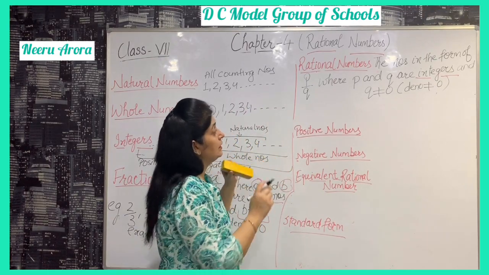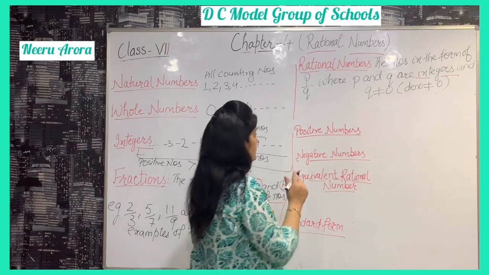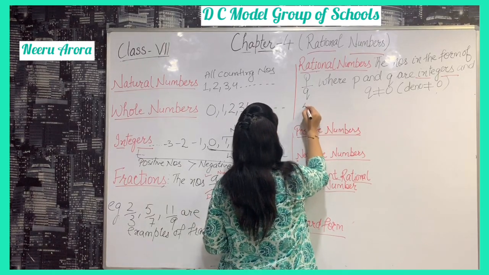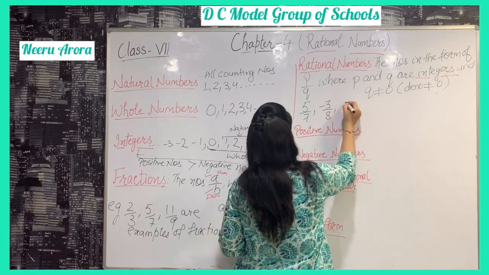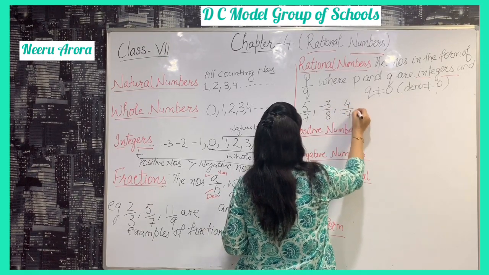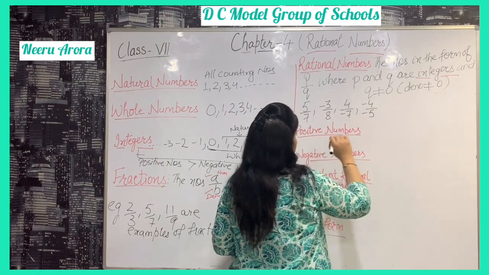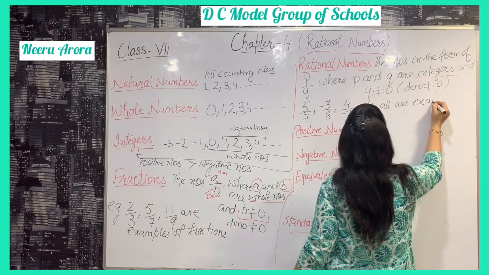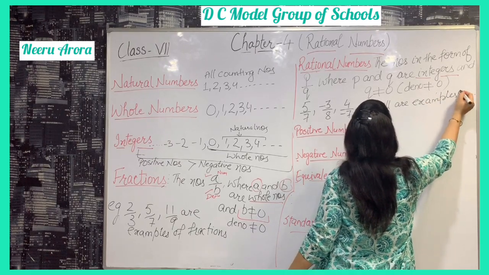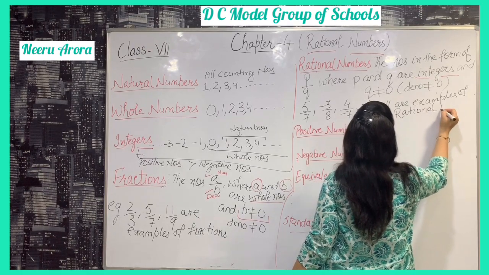Another thing is, in rational numbers, the numerator and denominator are integers. For example, 5 by 7, minus 3 by 8, 4 by minus 7, minus 4 by minus 5. So all are examples of rational numbers.